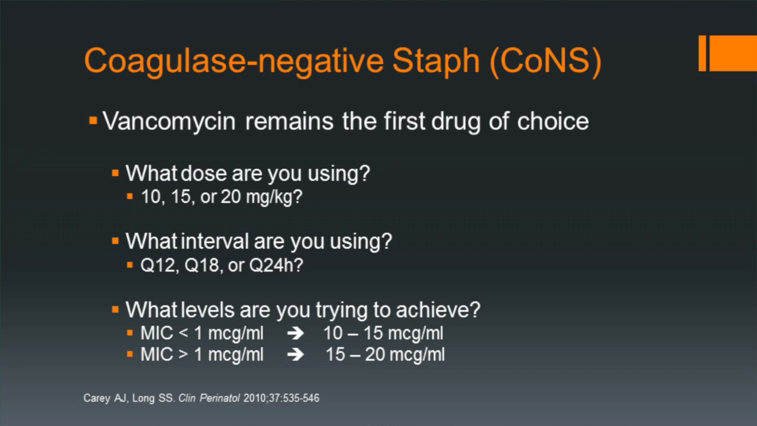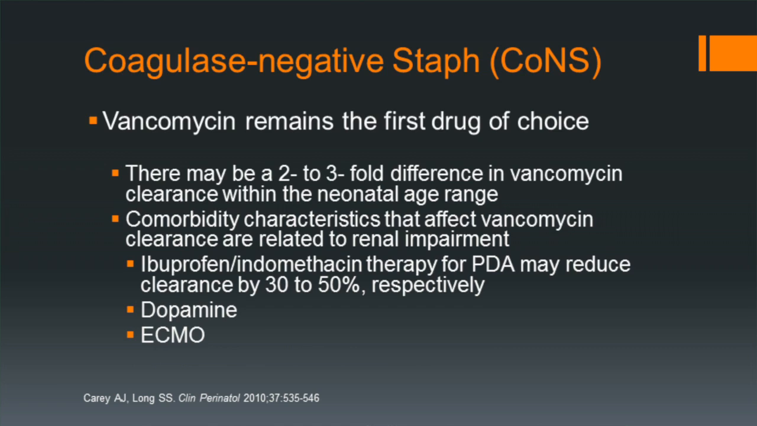And it depends also on what levels you're trying to achieve. More sensitive pathogens with a lower minimum inhibitory concentration, or MIC, which is less than 1, you can get away with a little lower trough level between 10 to 15. Higher MICs, greater than 1, would require a trough level in the 15 to 20 range for the most effective therapy.